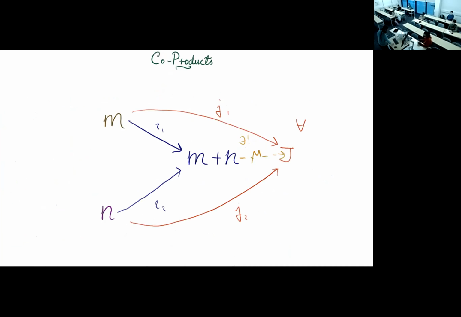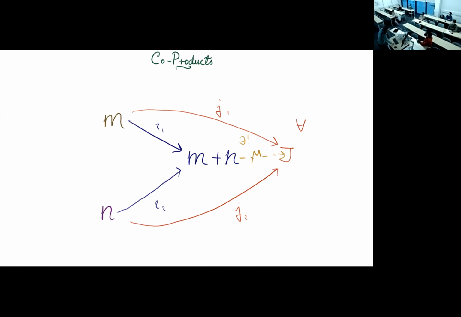Now everything in category theory has a dual concept where I turn all of the arrows around. So products have a dual concept called coproducts. The coproduct of m and n has morphisms going into it from m and n, and every other thing which has morphisms going into it from m and n has a unique morphism from the coproduct into it. So it's just the product, but everything has been turned around.